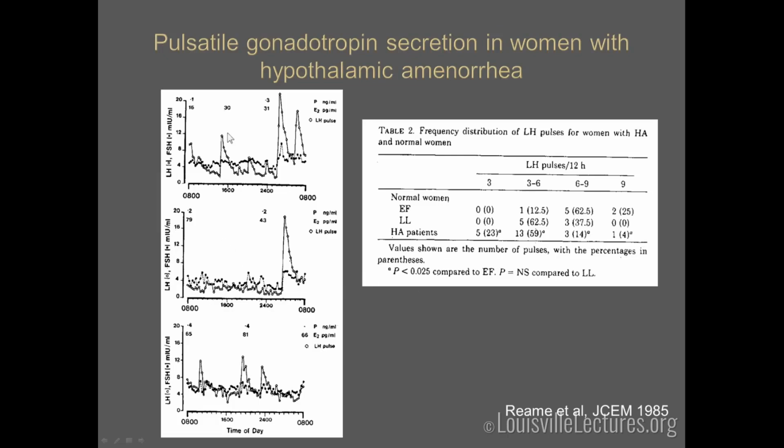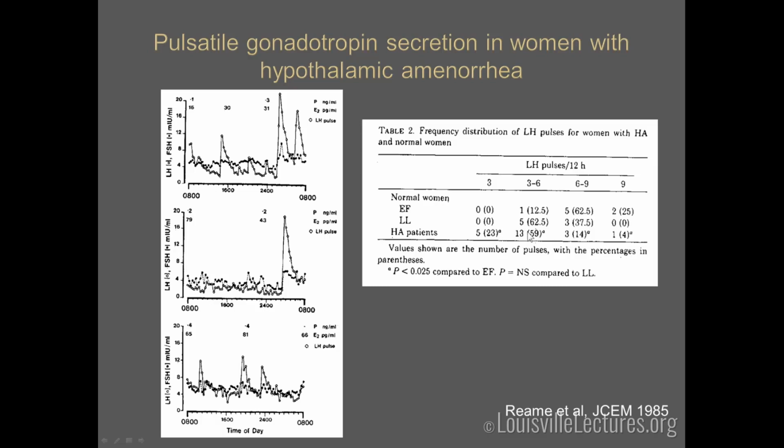I showed you before what a normal pattern should look like. These are 3 women with a hypothalamic amenorrhea. See, they have only a very few LH secretory bursts, way less. Here's one, just a woman with 1 over 24 hours, with 3, and here's about 5. So you can see this is pulses for 12 hours here. A typical woman in the early follicular phase has 62% of the women have 6 to 9, and 12% have 3 to 6, and 25% of the women have 9 or above. And you can see that the HA patients have many fewer LH pulses in that time.